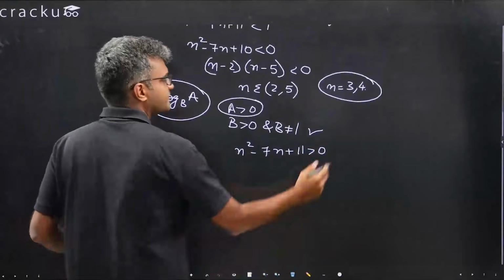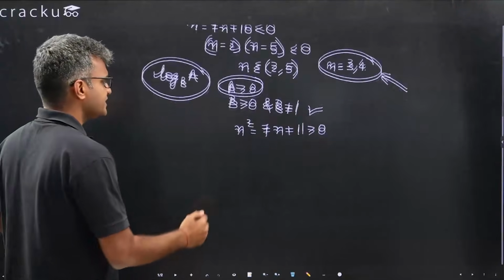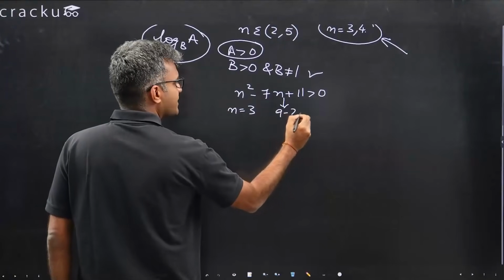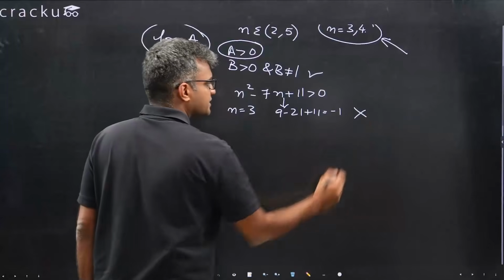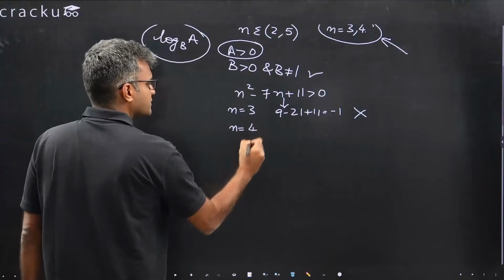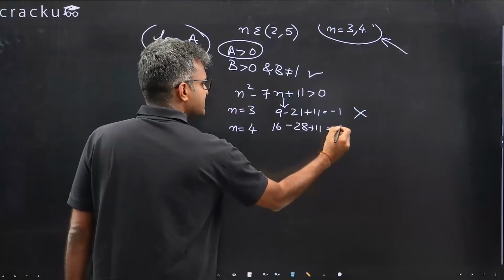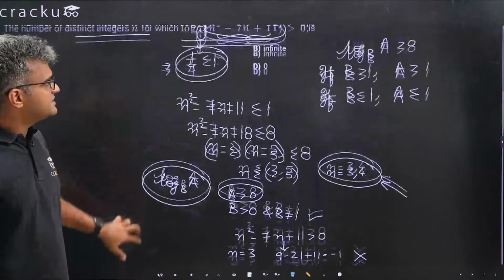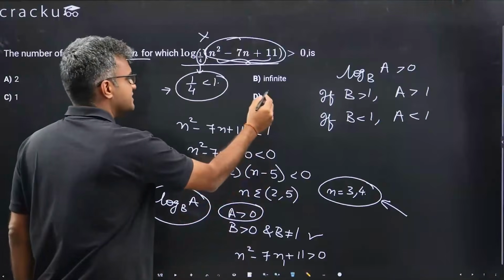The two values of n that we found were satisfying our conditions were when n is 3 and 4. Here when n is equal to 3, this expression will be equal to 9 minus 21 plus 11, which is equal to minus 1. So the logarithm is not defined when n is 3. What will happen when n is 4? When n is 4, this is 16 minus 28 plus 11, which is again equal to minus 1. So again the logarithm is not defined. Therefore, this inequality is not satisfied for any integral value of n. So the correct answer is option D.